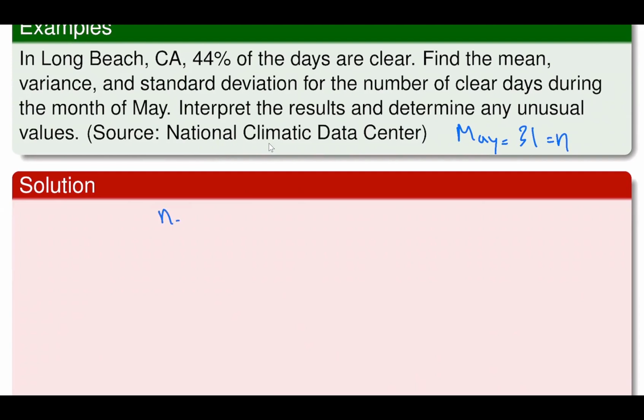So n is equal to 31. P is equal to 0.44. And Q is equal to 1 minus P, which is 0.56. Any question for n, p, or q? All right, so let's find the mean.